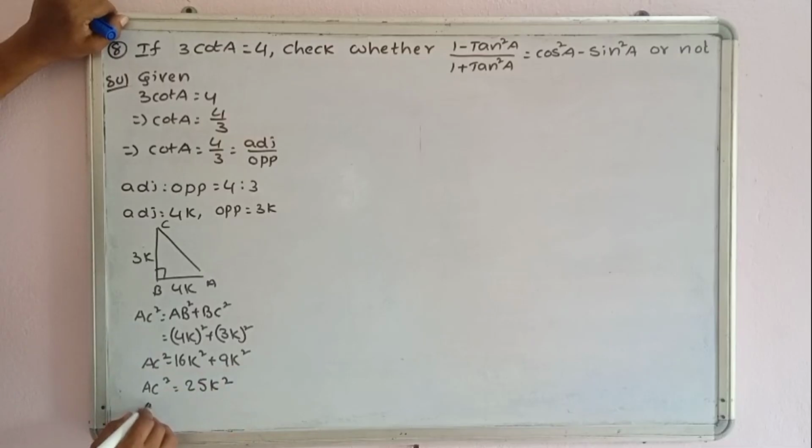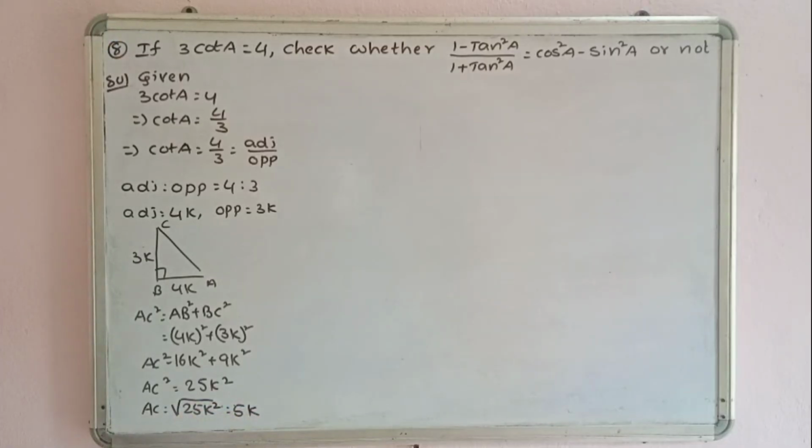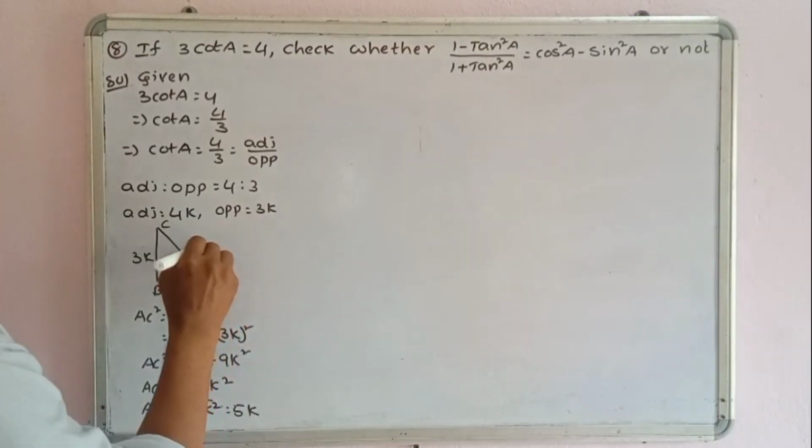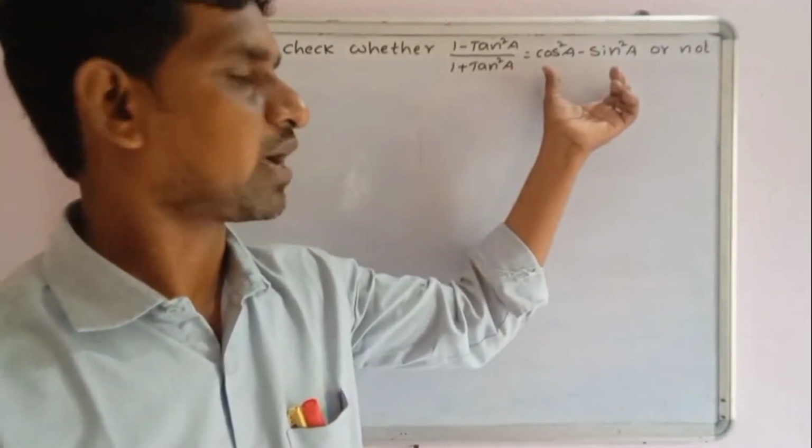So AC equals how much? Square root of 25k square. Square root of 25 is 5, square root of k square is k. This is the value of AC. So AC is 5k. Now we will prove whether LHS is equal to RHS or not.